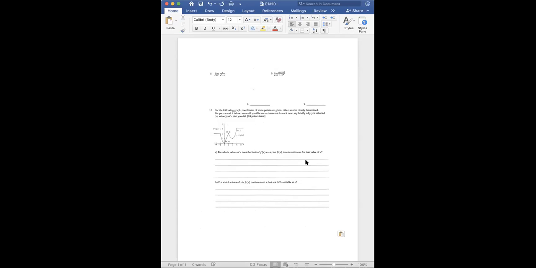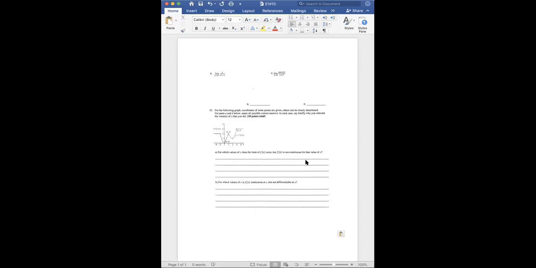So the question is, for what values of x does the limit exist, but it's not continuous? So it's going to be a situation where there's a hole. Not continuous means you've got to lift your pencil. All right, take a shot at that. Make sure you're solid with that. Let's look at the second part. For which values of x is f of x continuous, don't lift your pencil, but not differentiable?